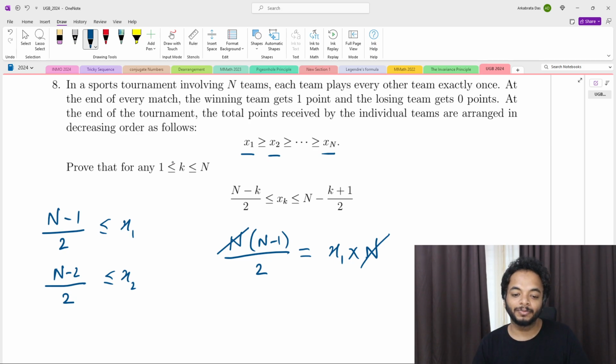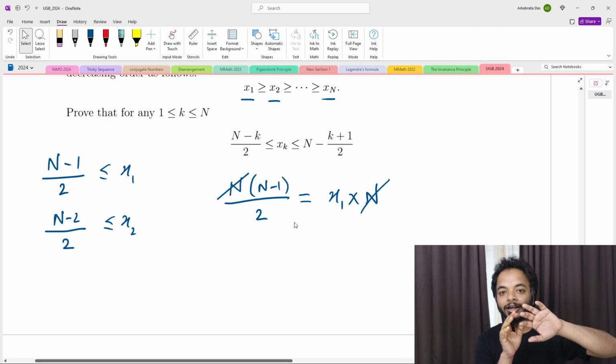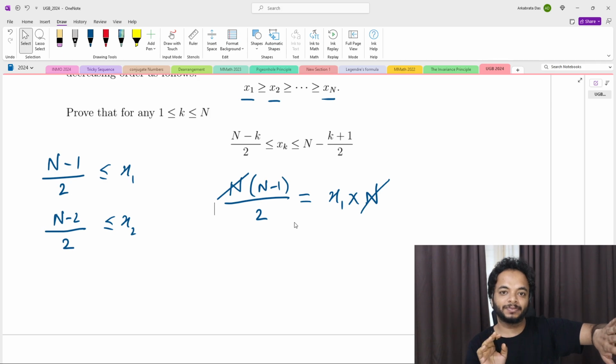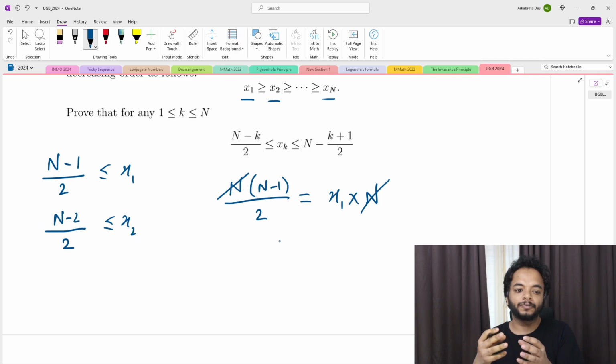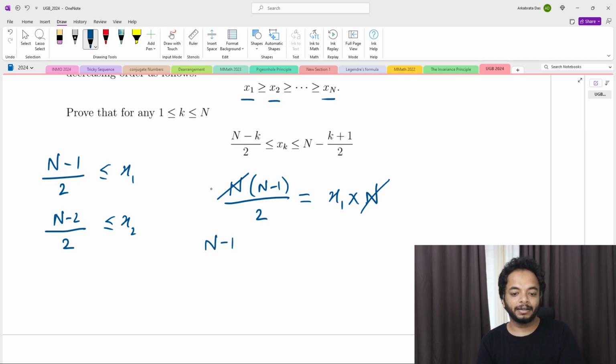The same goes for x2. Now for x2, just forget about the team that has won x1 number of games, just delete that team. Now just concentrate on the teams from x2 to xn. Again, how many games are being played? You now have n minus 1 teams. Again, I'm just removing this inequality. Here, for the minimum possible value of x2, all of them could be equal.